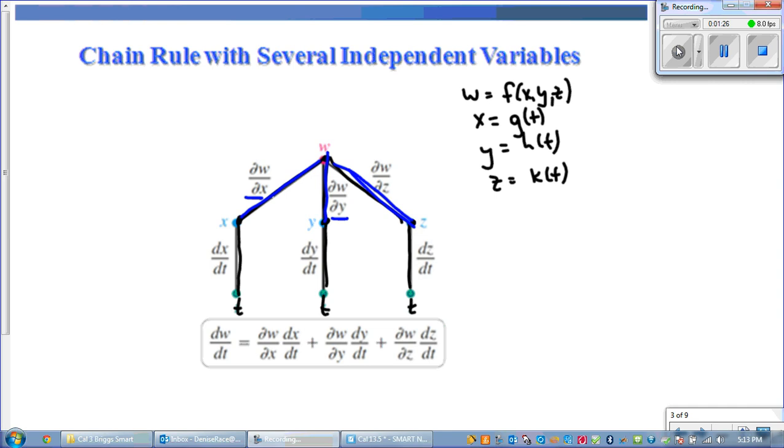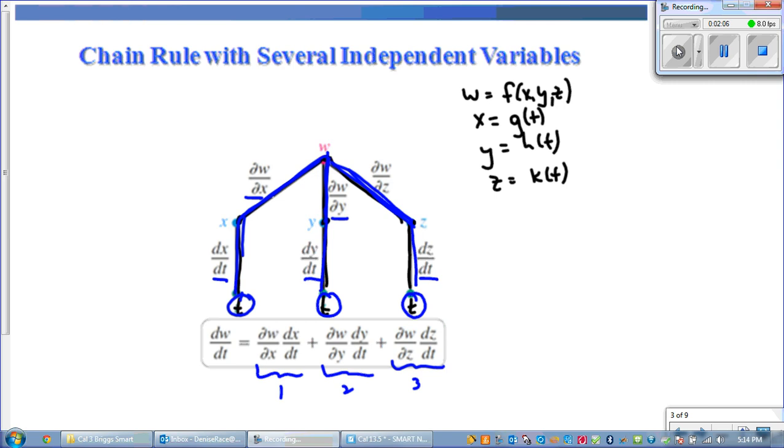So now, each of these other branches, since X, Y, and Z have just one independent variable that they depend on, then we just use the regular derivative, dx/dt, dy/dt, and dz/dt, respectively. So now, to find dw/dt, three different parts will contribute to dw/dt. So take the paths that end with the T. We have path 1, we have path 2, and we have path 3.